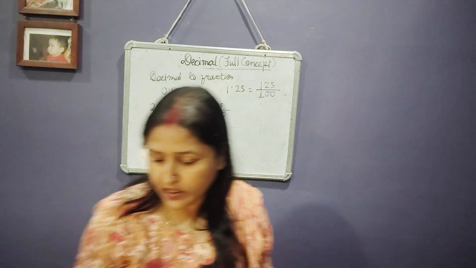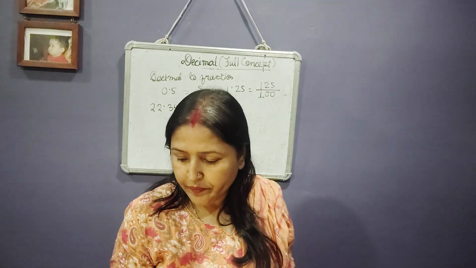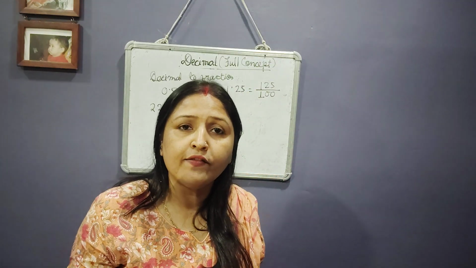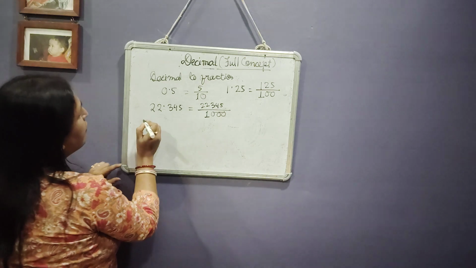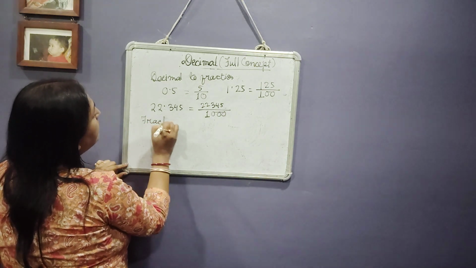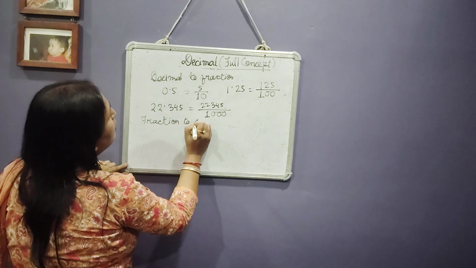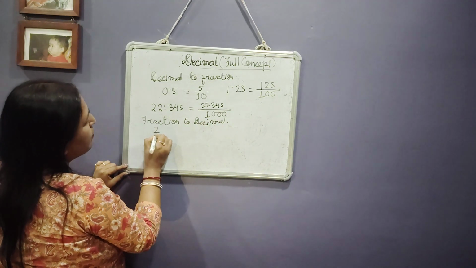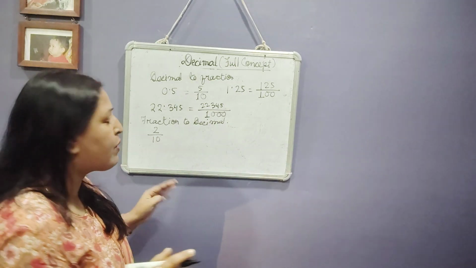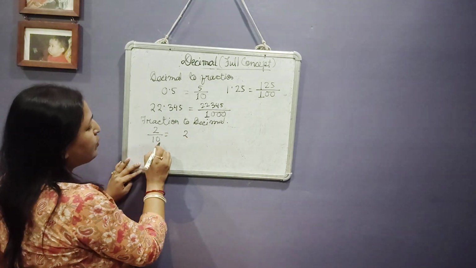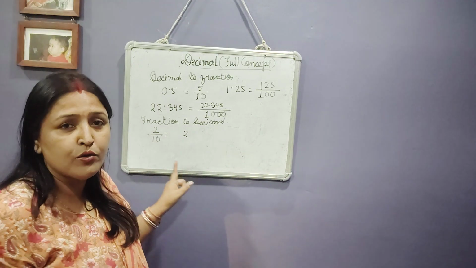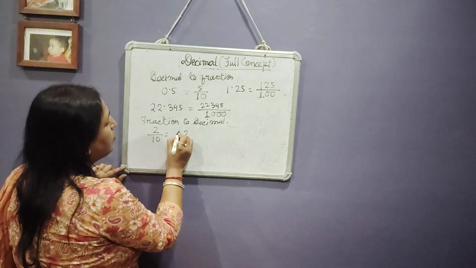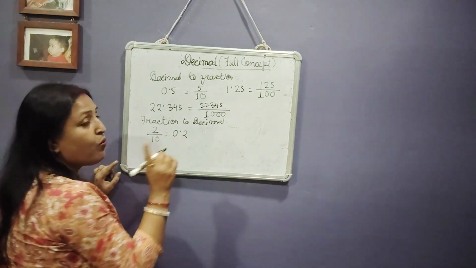Now our next question is, how to convert from a fraction into a decimal? The third topic is conversion from fraction to decimal. Say for example there is a number 2/10. So how will you convert? Same process. First we will write 2, then we will count the number of 0s in the denominator. Now here you can see in the denominator there is 1 zero. So we will put the decimal before one digit.